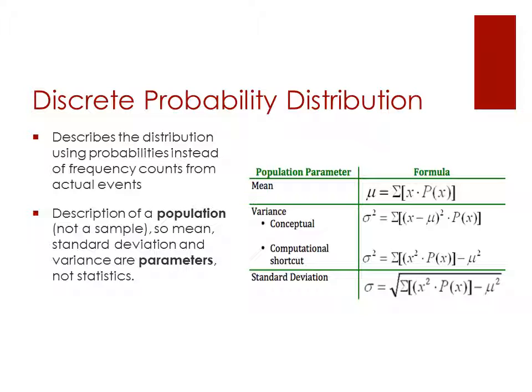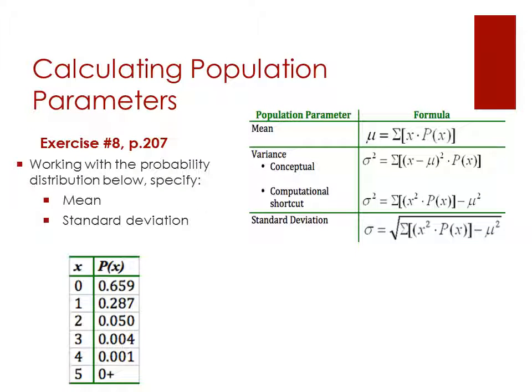These are going to be really important parameters as we're going to be drawing upon this ability to calculate these values later on in the semester when we're looking at chapter 8 and beyond. So here, let's look up exercise number 8 on page 207. We're going to work with the probability distribution below, and we're going to specify both the mean and the standard deviation using our formulas here on the right.